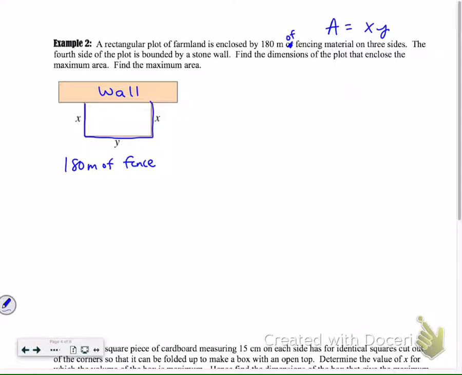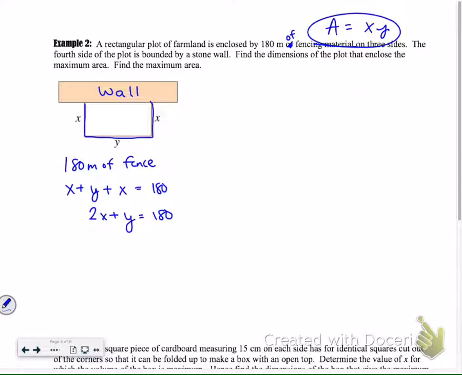So if I want to find the perimeter of my fencing, in this case that would be x plus y plus x is 180 meters of fencing. So 2x plus y is the amount of my fence. Now, the area is x times y. What I'm going to do is take that fencing formula and plug it into the area since they're connected.